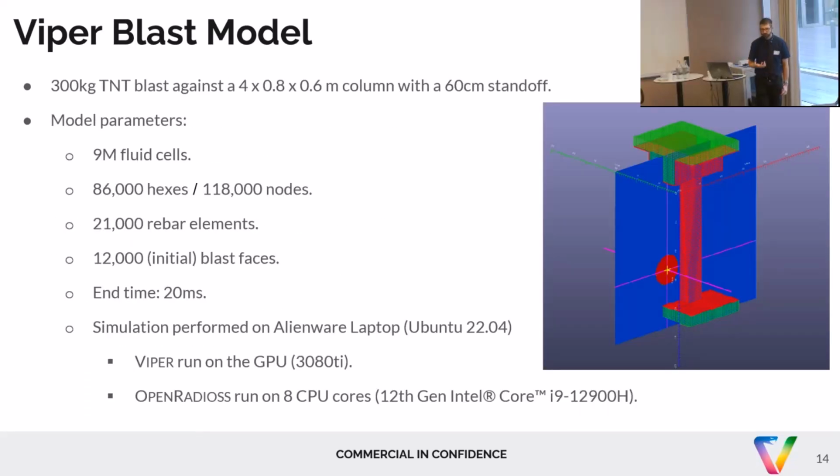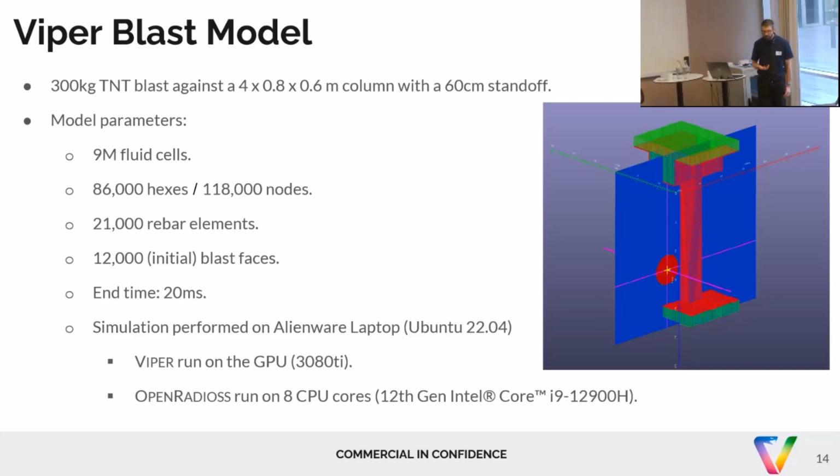So if we want a fluid structure interaction, we'll use Radioss for the structure, and we'll use our own code, VIPER, for the fluid. So what we do in this part is set up our numerical domain and the fluid properties. In this case, we're using about 9 million fluid cells, and our Radioss model has 86,000 hexes, 21,000 rebar elements, and we're going to be running this for 20 milliseconds. And everything I'm about to show you was run on my laptop, which is a typical Alienware laptop, 3080 Ti graphics card, Intel processor.